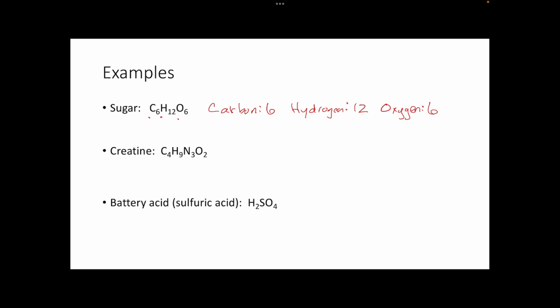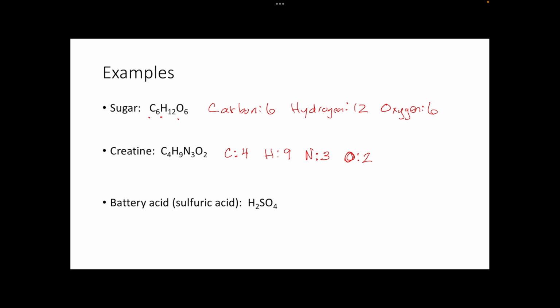All right, this next one is creatine. So let's go ahead and look at C. Carbon, we have 4 carbons. I'm just going to go ahead and write the symbol. It's easier. Hydrogen, we have 9 hydrogen. N is nitrogen. Creatine actually has 3 nitrogen. And oxygen, we have 2 oxygen in this molecule.